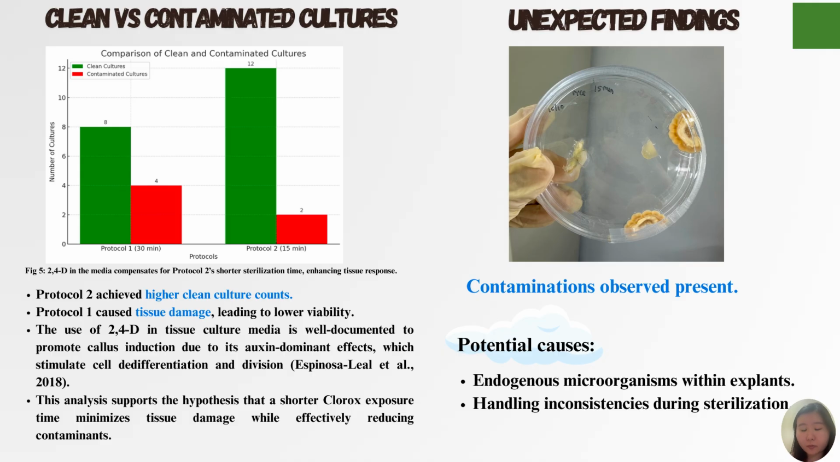For discussion, we compare clean and contaminated cultures. The bar graph shows that Protocol 2 with shorter Clorox exposure achieved a higher clean culture count. This balanced minimized tissue damage while effectively reducing contamination. The use of 2,4-D in the media, an auxin, is known for promoting callus formation. On the right, you can see the contamination observed in some cultures, likely due to endogenous microorganisms or inconsistent handling. This highlights the need for optimized sterilization processes.